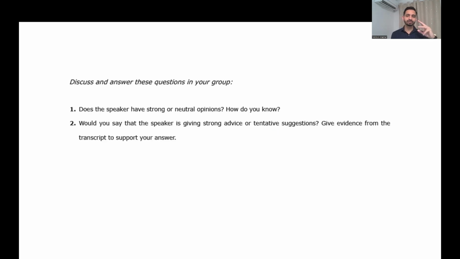Now, let's look at some of the questions here. We've got 2 questions. Discuss and answer these questions in groups, and obviously you're working on your own, so don't worry about groups here. Just look at these questions and answer them. Does the speaker have a strong or neutral opinion? And how do you know? Second question: would you say that the speaker is giving strong advice or tentative suggestions? Give evidence from the transcript to support your answers. So pause the video here, write down your answers, and when you come back, I'm going to share some answers with you and we're going to reflect on it.